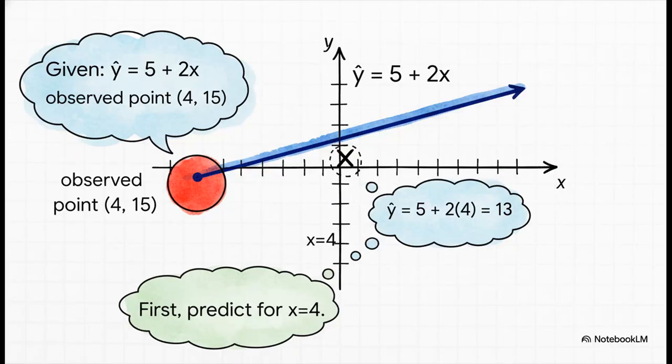Let's walk through one real quick. Imagine our model is y hat equals 5 plus 2x, and we know there's a real data point at x equals 4, y equals 15. So first step, we plug our x value of 4 into the model to see what it would have predicted, and it looks like it predicts a value of 13.